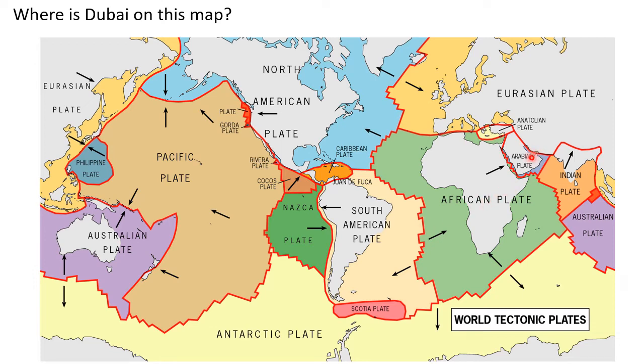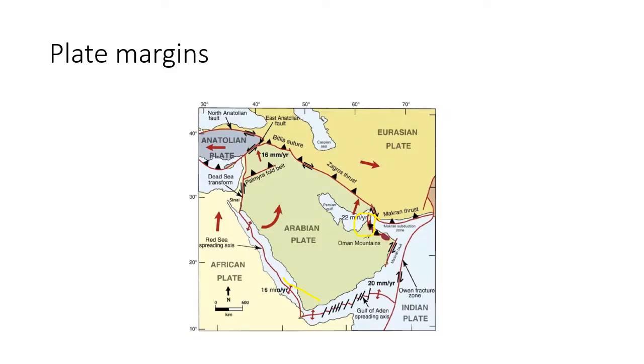Okay, so Dubai, if you remember, is just up here where my little pointer is. This is Dubai, you'll notice, quite close to one of those plate margins. Yes, look, there we go, circled in yellow. So here's a better map of the area. The yellow circle showing you where Dubai is.